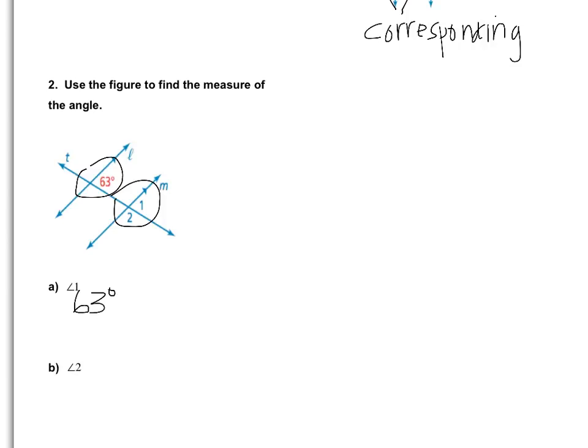If angle 1 is 63 degrees, then angle 2 must be 180 minus 63 degrees, which is 117. Done.